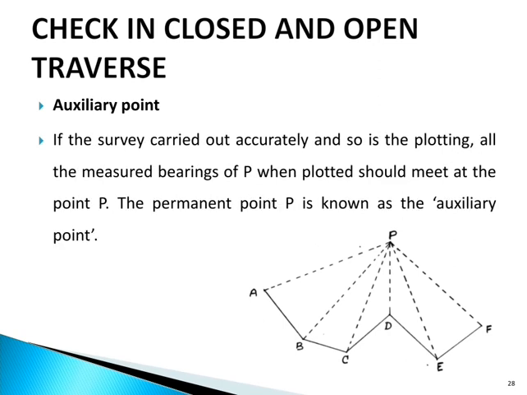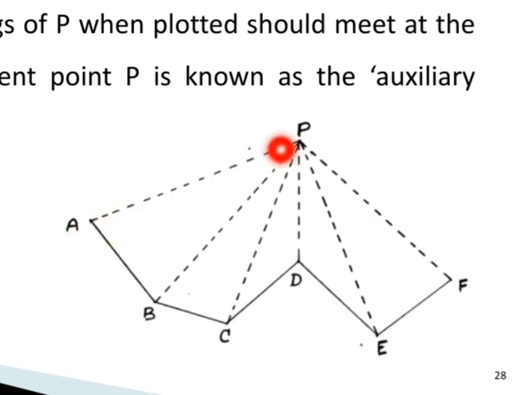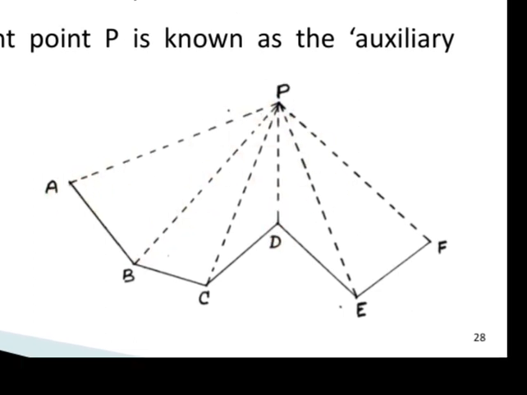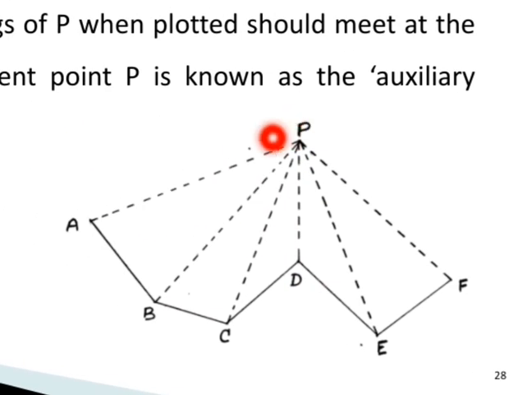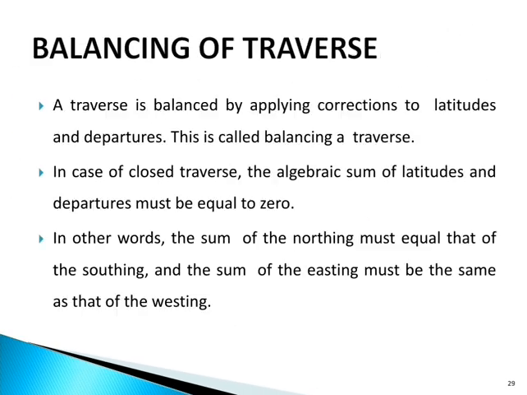Okay, so if the survey is carried out accurately and so is the plotting, all the measured bearings of point P, say capital P, when plotted should meet at the point P. Okay, so the permanent point P is known as the auxiliary point. After plotting all the data, if they match at one point, this final point P is known as the auxiliary point. So these are the two methods.